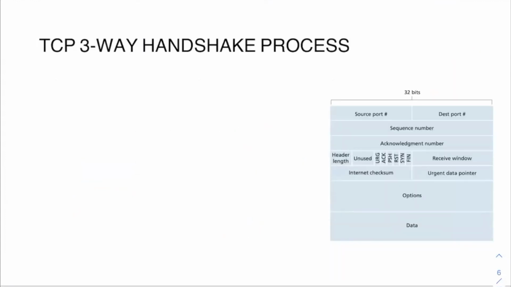Now let's try to understand the TCP three-way handshake process. Here I have the TCP segment because, as I told, in the TCP three-way handshake, the sequence number, acknowledgement number, and two flags, the SYN flag and ACK flag, will be used a lot. That's why I have put it here. Let's say we have a client here, and we have a server here.